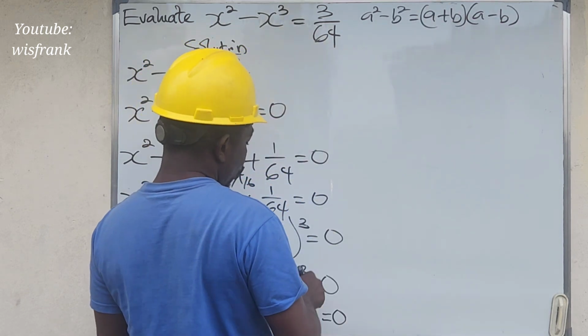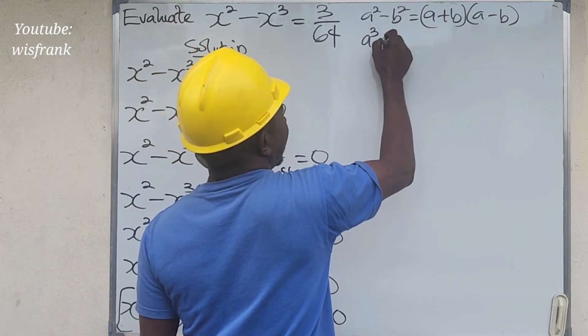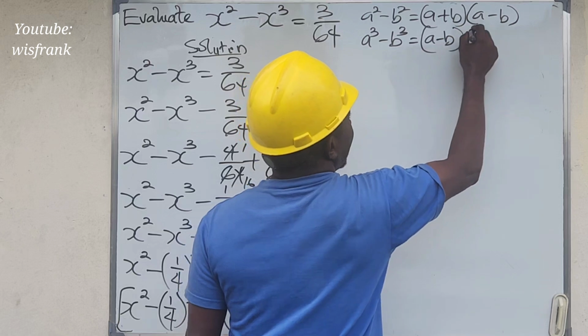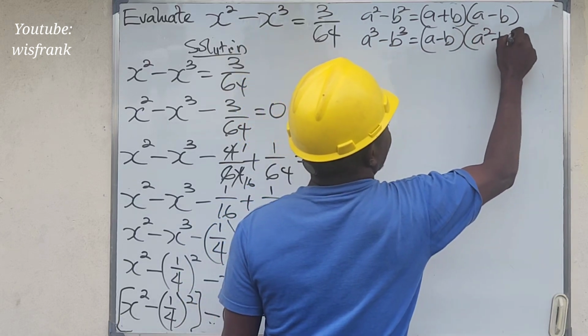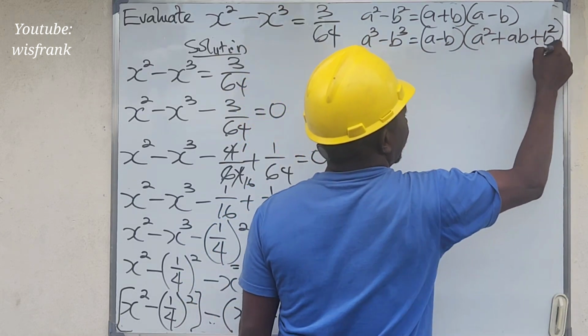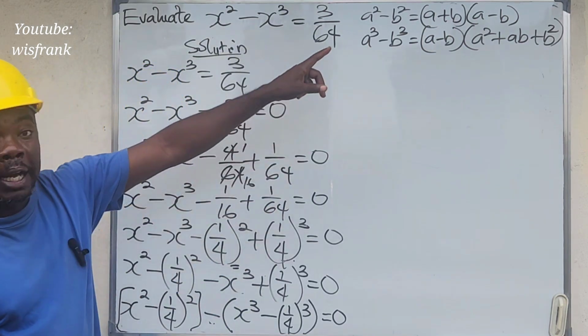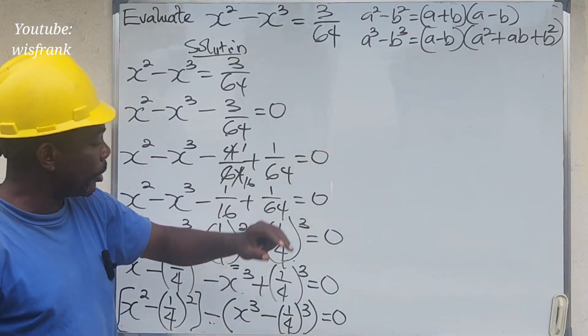And the difference of two cubes, when we have a to the power of 3 minus b to the power of 3, is the same thing as a minus b into a to the power of 2 plus ab plus b to the power of 2. So what we are going to do now is express this in terms of that expression.